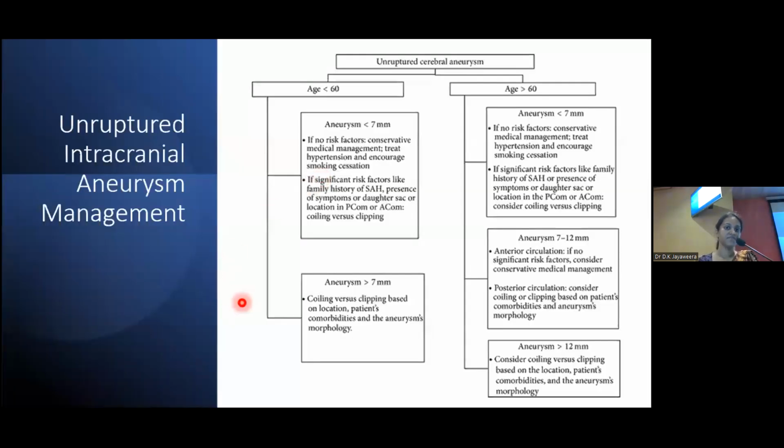So briefly, this is the outline of management of unruptured intracranial aneurysms. In a patient who is older than 60 years with a larger aneurysm, specifically in the posterior circulation, you would consider intervening. There are other factors, such as the presence of hypertension, a family history of SAH, or certain conditions like PCKD, that will also push you towards intervening.